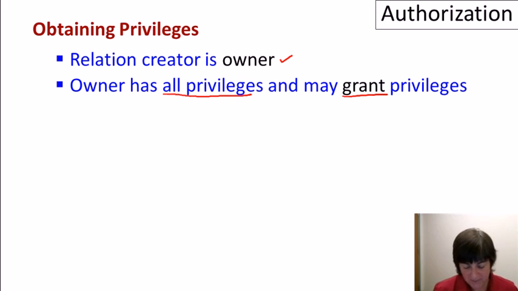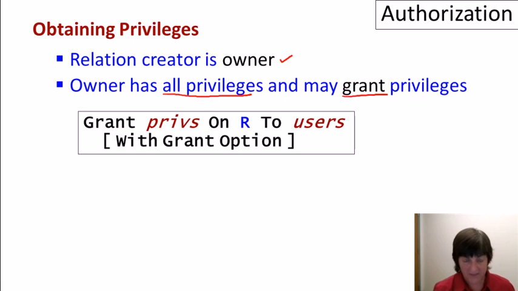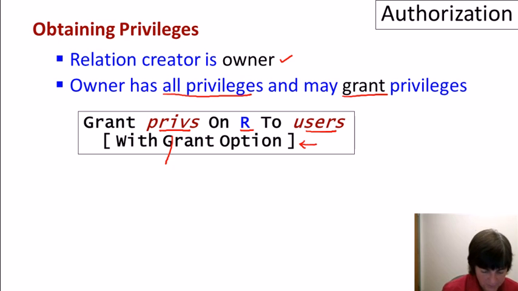So there's a grant statement in the SQL standard, and it looks like this. We grant privileges on a particular relation to one or more users, and we have the option of allowing those users to further grant privileges to others. Specifically, the privileges themselves are the ones that we defined earlier, and we can have a comma-separated list of them.